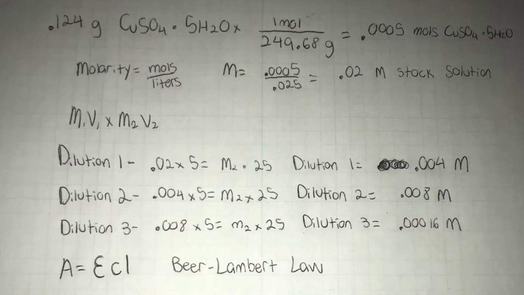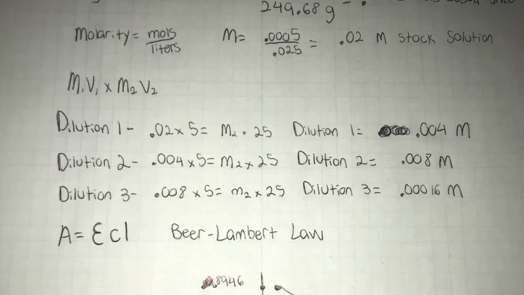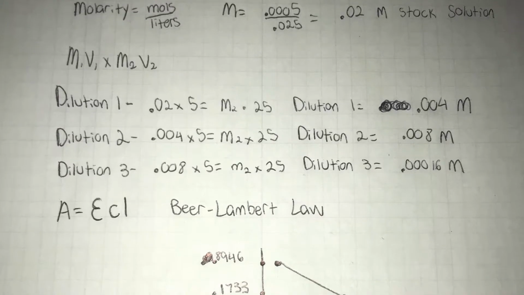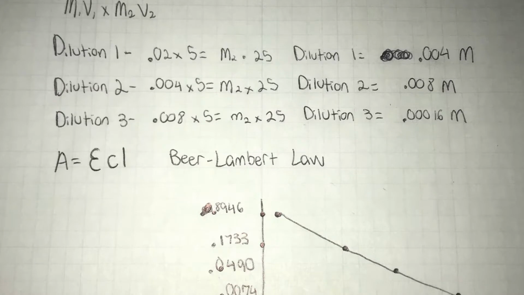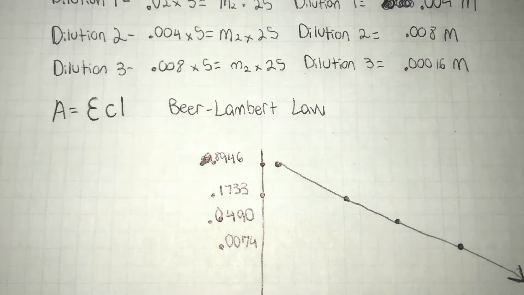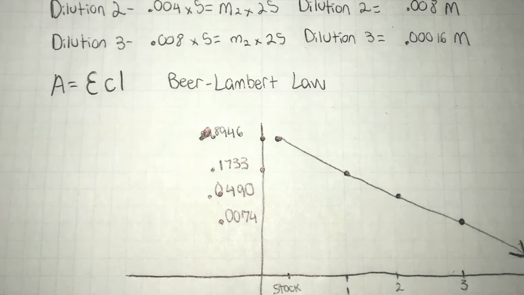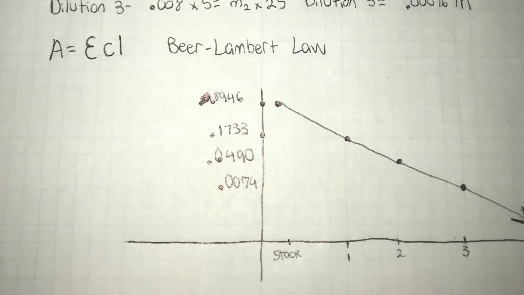Our lab notebooks also contain the Beer-Lambert law, which will be explained later, as well as a graph showing the relationship between the concentration and the absorbance values. It should be noted that as the concentration decreases, the absorbance decreases as well. For instance, our stock solution, which had the highest concentration of 0.02 molar, had an absorbance value of 0.8946, and it just decreased from there.